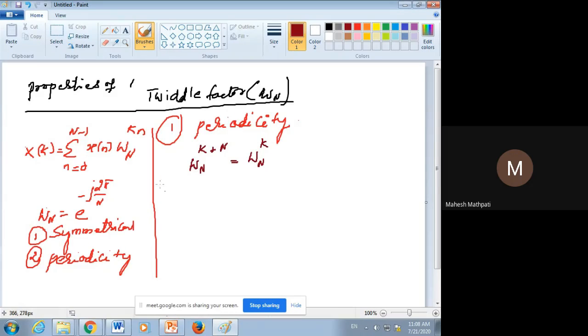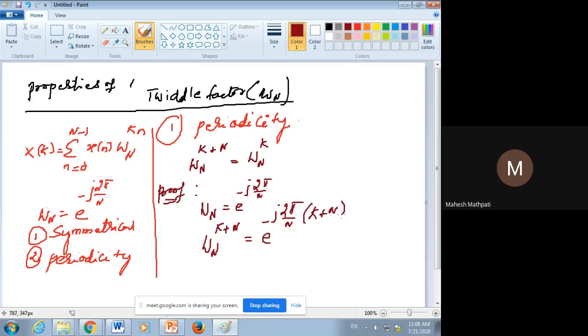So proof here. How do we prove this? We know that WN is equal to e to the power minus j 2 pi by N. Now if I write WN to the power k plus N, it is e power minus j 2 pi by N into k plus N, which can be written as e power minus j 2 pi by N k into e power minus j 2 pi N by N.